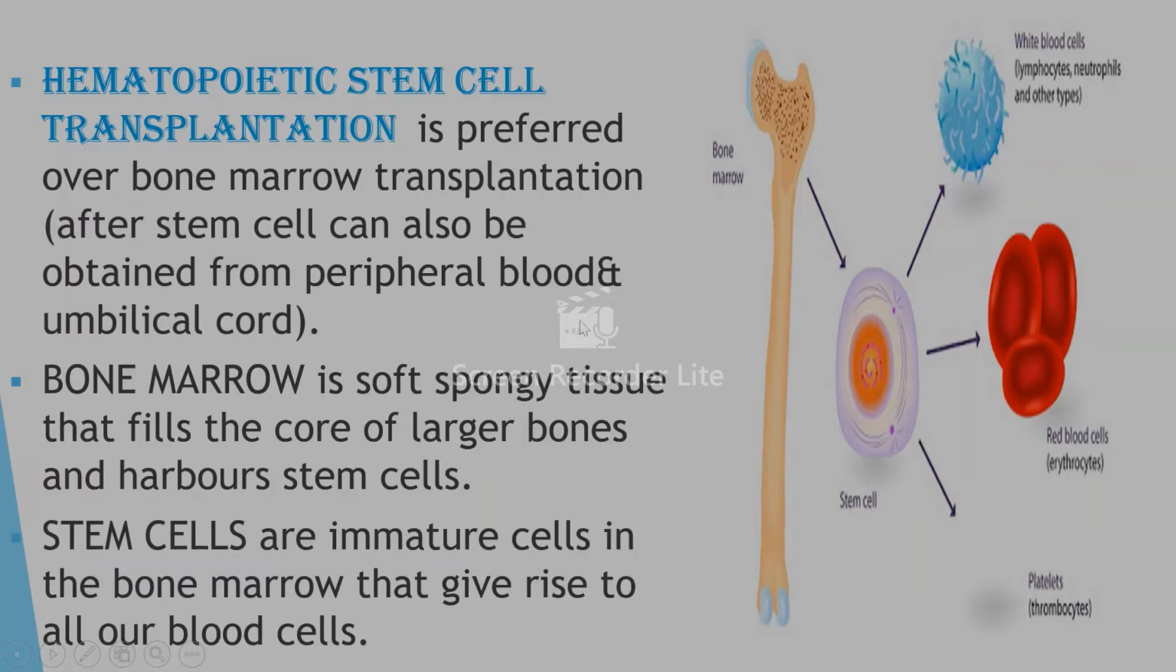Bone marrow is a soft spongy tissue which is present in the large bones and it harbors the stem cells. The stem cells are those immature cells present in the bone marrow that give rise to all our blood cells: the white blood cells, the red blood cells, and the platelets.